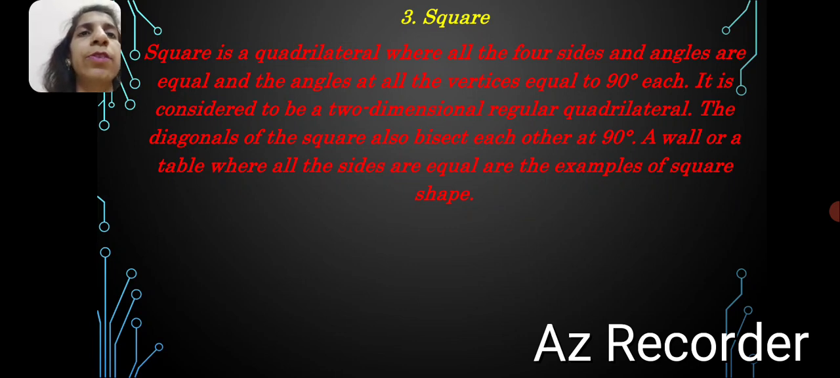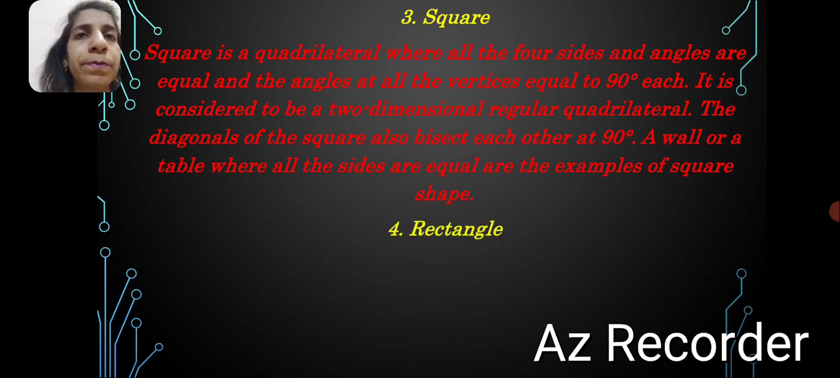Let's move further. Square. What is a square? A square is a quadrilateral where all four sides and angles are equal. The angles at all vertices equal 90 degrees each. It is considered a two-dimensional regular quadrilateral. The diagonals of a square also bisect each other at 90 degrees. A wall or a table where all the sides are equal is the best example of a square shape.